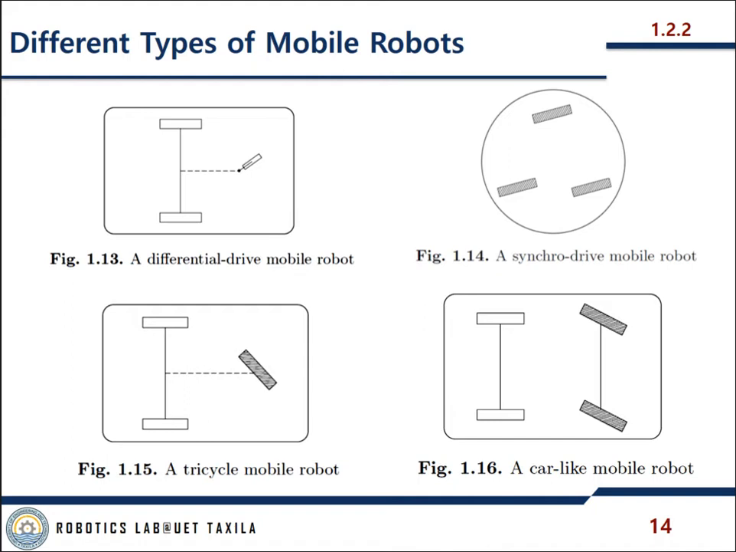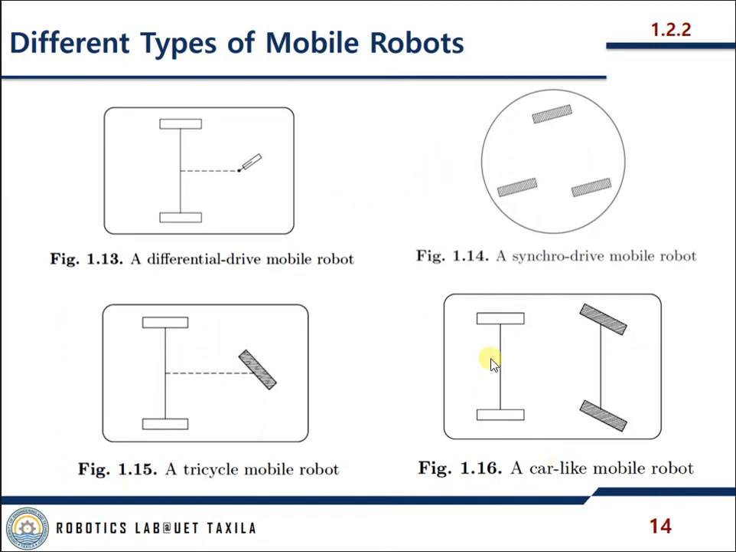Alternatively, the two rear wheels may be passive and the front wheel may provide traction as well as steering. So this is also possible. The difference is that in this one you can change the direction while the robot is moving, and here you cannot change that direction.